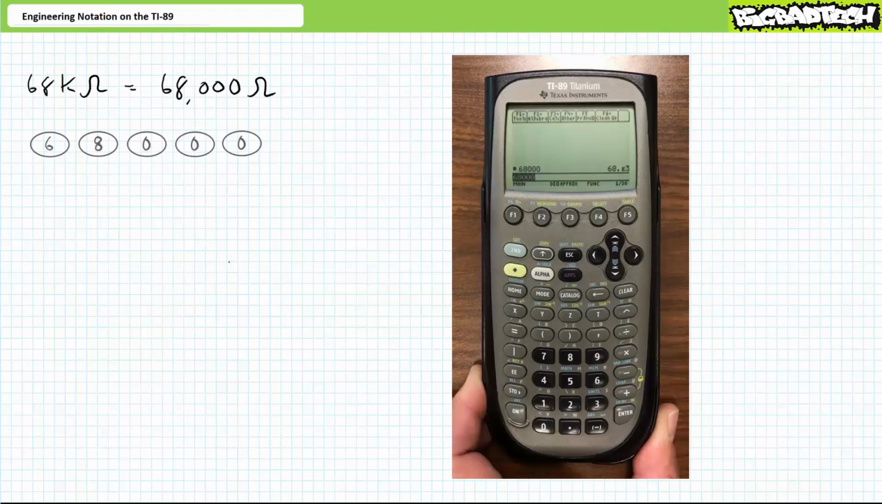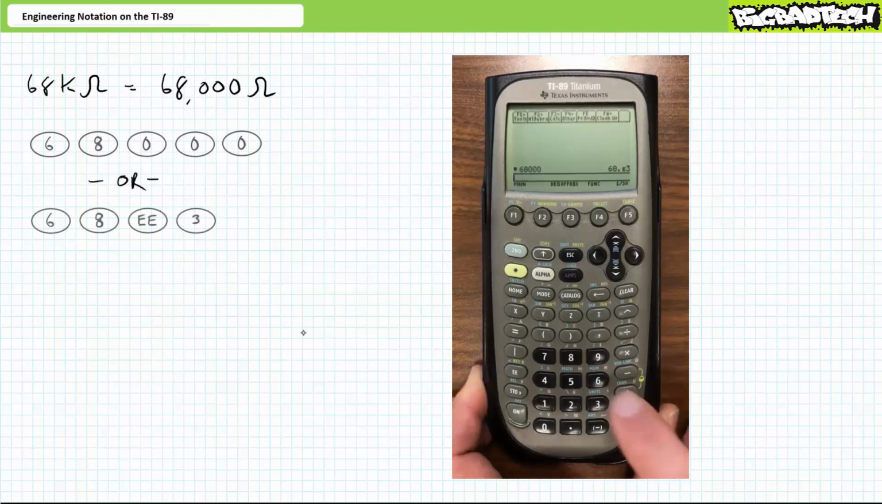This method works, but entering long strings of zeros is a serious pain, so I often enter them using shortcuts using the power of 10 or EE key. If I enter 68EE3, the calculator recognizes that I want to multiply 68 times 10 raised to the third power, or 1,000. Press enter. This also yields 68E3. How easy is that? But wait, there's more.